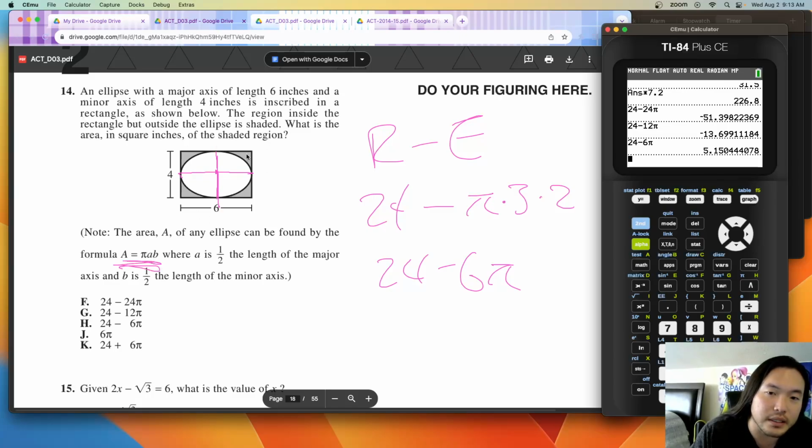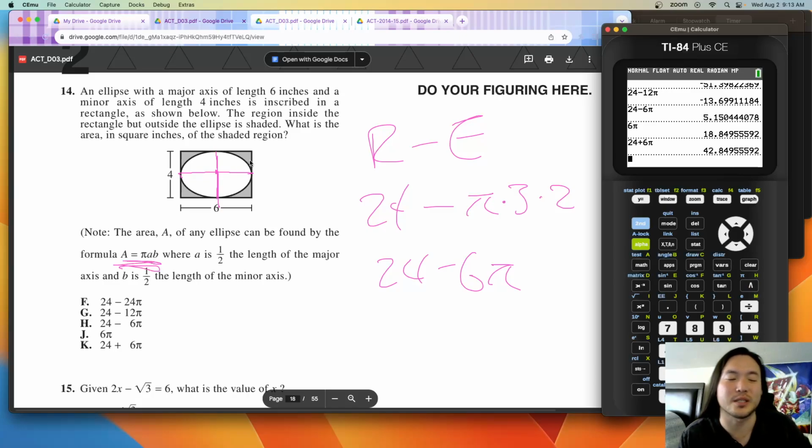So the whole rectangle is 24, and the shaded region is a pretty small fraction of the rectangle. 5 sounds very reasonable. So if you do 6 pi, the issue with 6 pi, so this is the area of the ellipse. 18 out of 24, that's way more than half of the rectangle, right? It's just too much. And then K is a ludicrous answer as well. Here if you do 24 plus 6 pi, well, now this is larger than the rectangle. Obviously the shaded region is going to be smaller than the area of the rectangle. It just doesn't make sense, right?